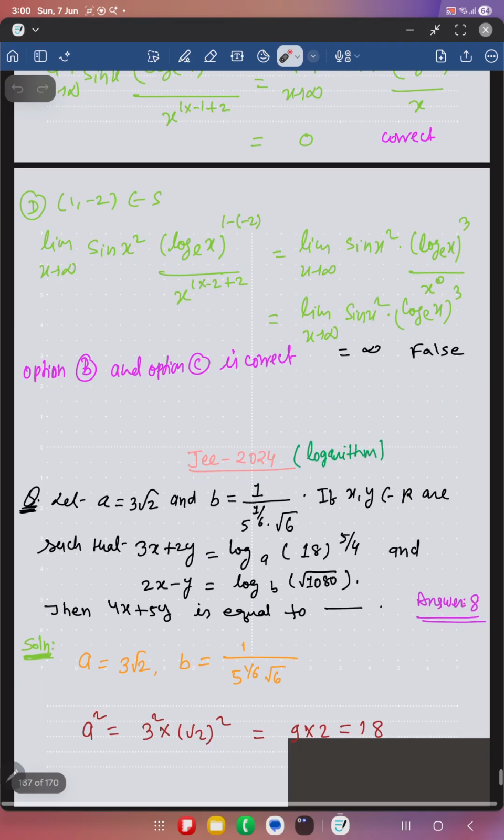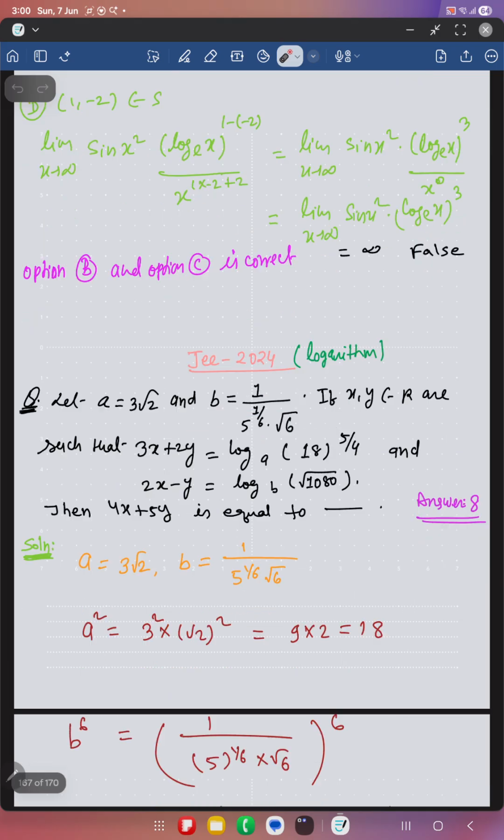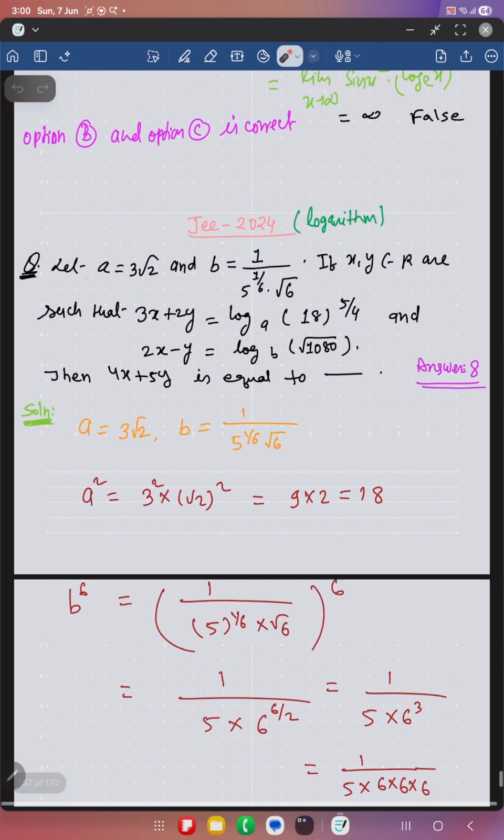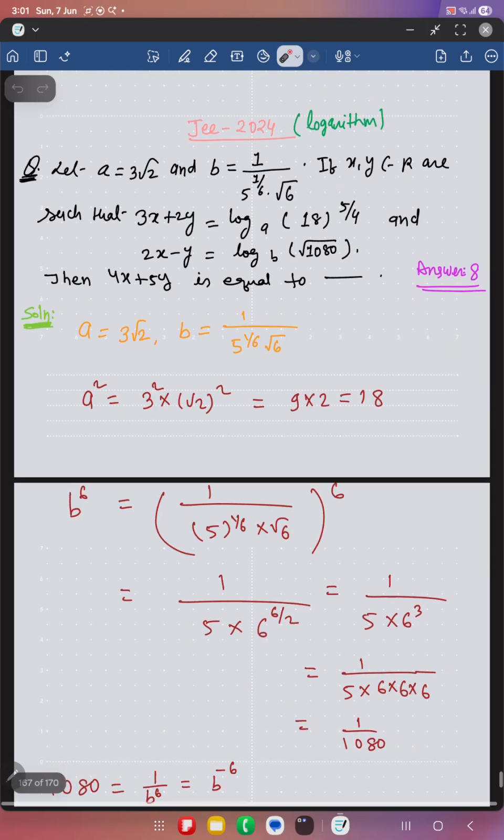Now another question. This is also from JEE 2024, logarithm chapter. Let a equal to 3 root 2, b is 1 upon 5 power 1 by 6 root 6. If x, y belong to R such that 3x plus 2y is equal to log base a of 18 power 5 by 4, and 2x minus y is log base b of root 1080, then find 4x plus 5y. That is what you have to find. Let us see, a very easy question it is.